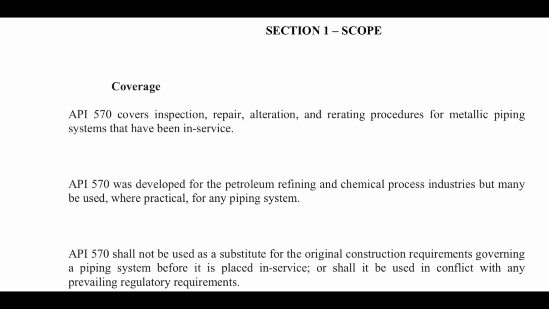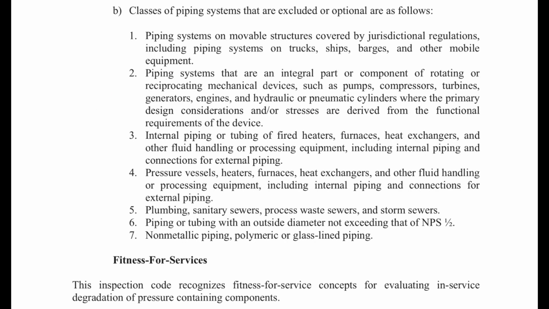Please look into these points related to the coverage. API 570 covers inspection, repair, alteration and re-rating procedures for metallic piping systems that have been in service. That's important. The next point, API 570 was developed for the petroleum refining and chemical process industry, but many other industries also use it. API 570 shall not be used as a substitute for the original construction requirements governing a piping system before it is placed in service. That means if there is a conflict between these two, the construction requirement should prevail.